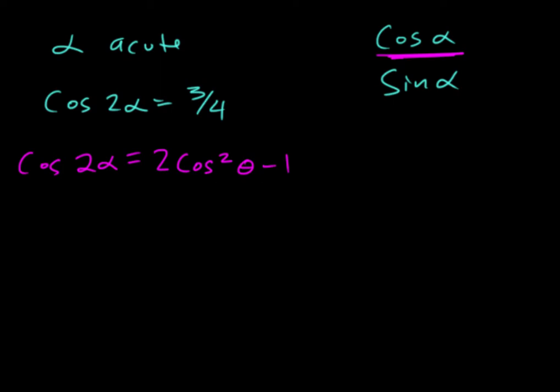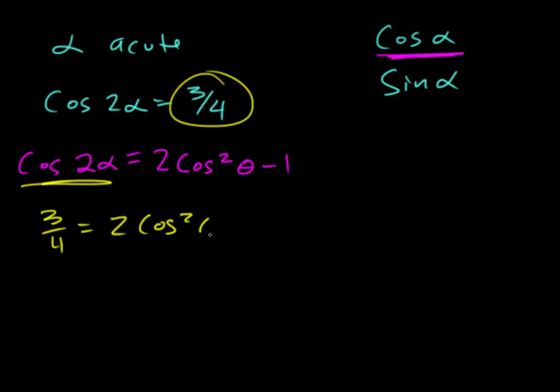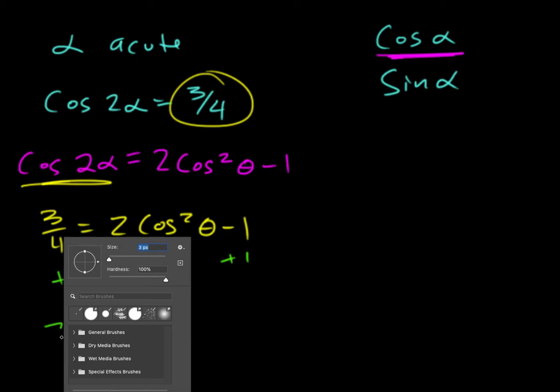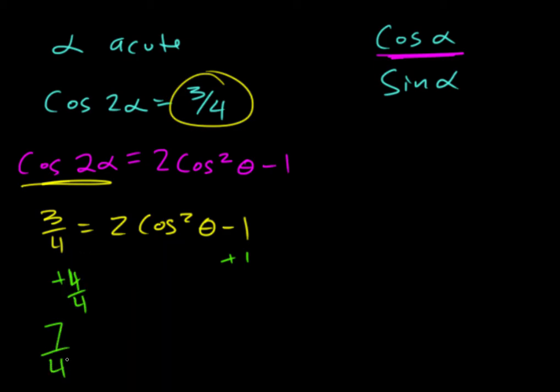Because it's the one that has only a cosine in it. Okay, now what we can do is plug in, replace that with this. So we get 3/4 equals 2 cosine squared theta minus 1. And we just go through some algebra: add 1. I'm going to think of the 1 as 4 over 4. So that leaves us with 7/4 is equal to 2 cosine squared.